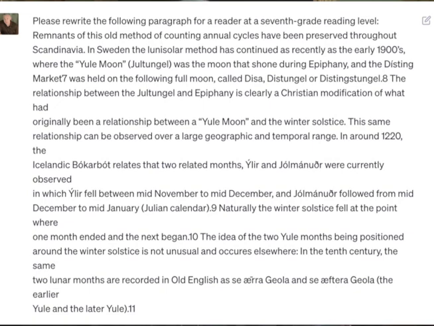In example number 7, I wanted to introduce another important tool that ChatGPT can provide for us, and that is clarifying information. So what I did here is I took a paragraph from an academic journal and asked ChatGPT to rewrite that following paragraph for a reader at a 7th grade reading level.